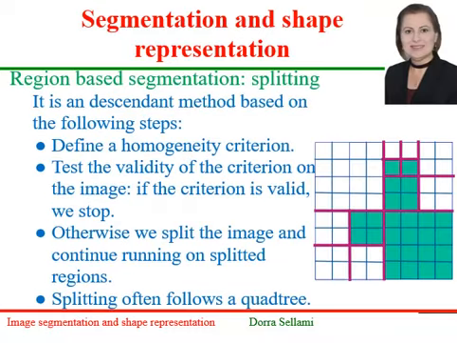Splitting is a region-based segmentation, which is a descendant method based on the following steps. Define a homogeneity criterion. Test the validity of the criterion on the image. If the criterion is valid, we stop. Otherwise, we split the image and continue running on split regions. Splitting generally follows a quadtree, as illustrated in the figure above.